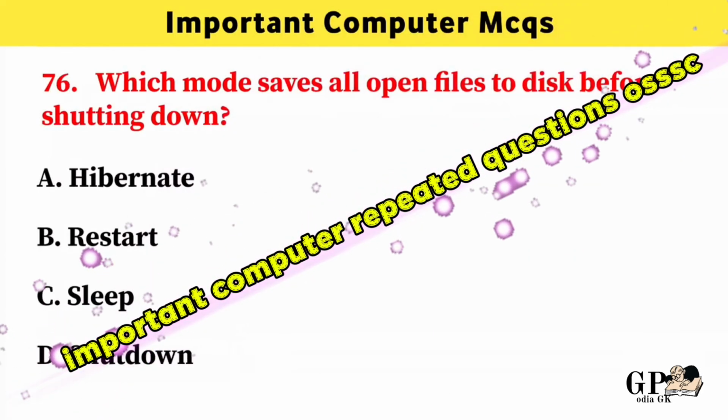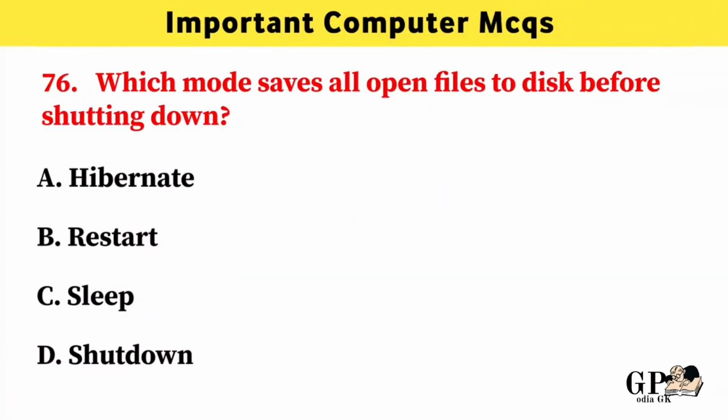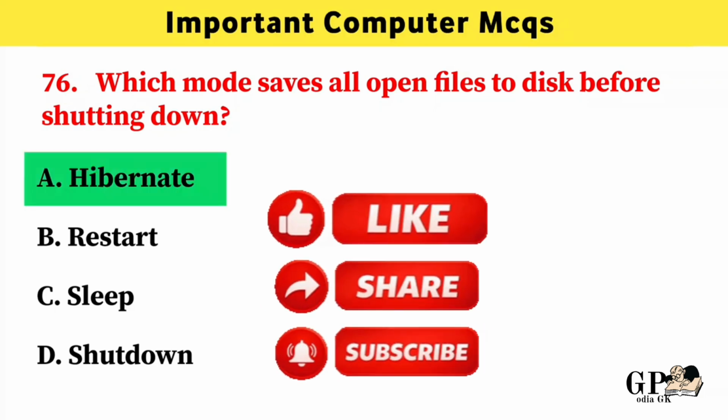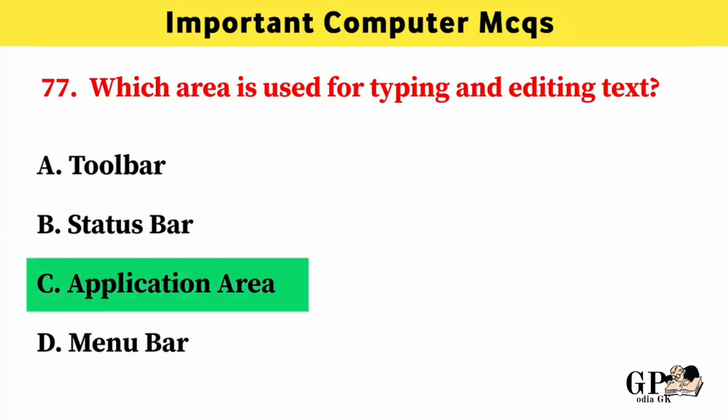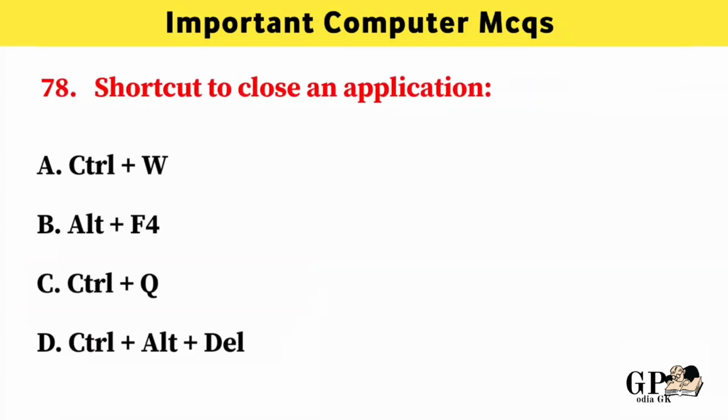Which mode saves all open files to disk before shutting down? The correct answer is hibernate. Which area is used for typing and editing text? The correct answer is application area. Shortcut to close an application. The correct answer is Alt plus F4.